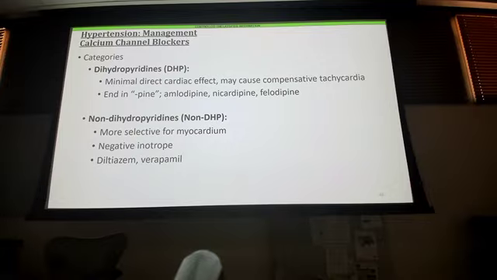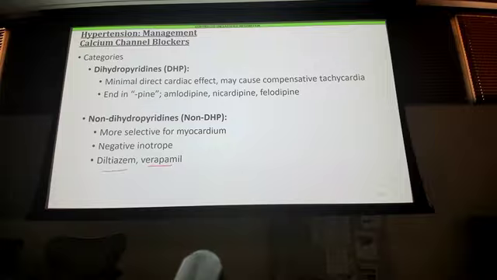And then remember, our last category of first-line agents is your calcium channel blockers, particularly your dihydropyridines. Okay, so your "-pine" medications, amlodipine, nicardipine, nifedipine, felodipine, all of those are your dihydropyridines, and they work much better at being an antihypertensive. Now compare that to your non-dihydropyridines, which is your verapamil and diltiazem.